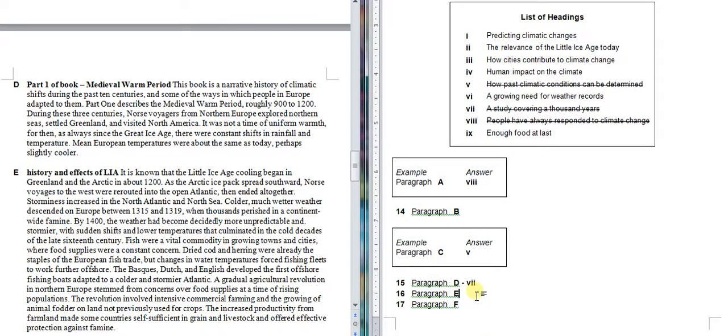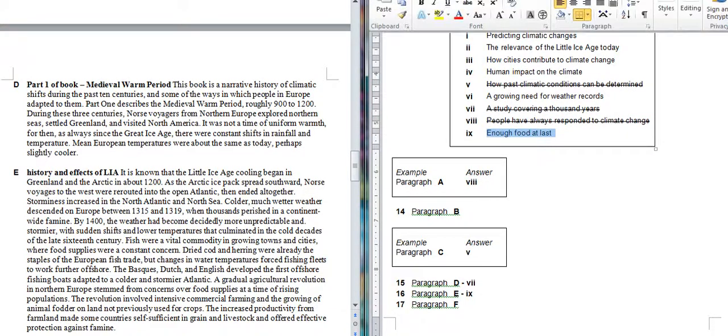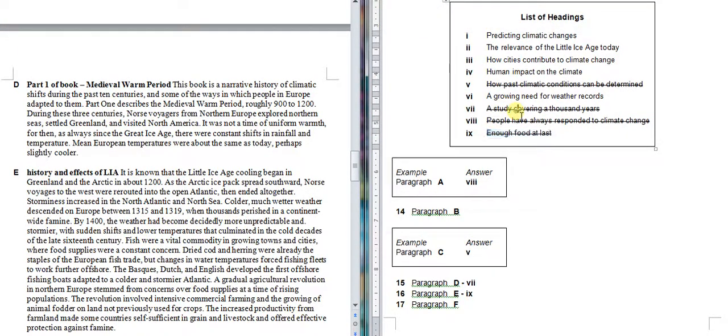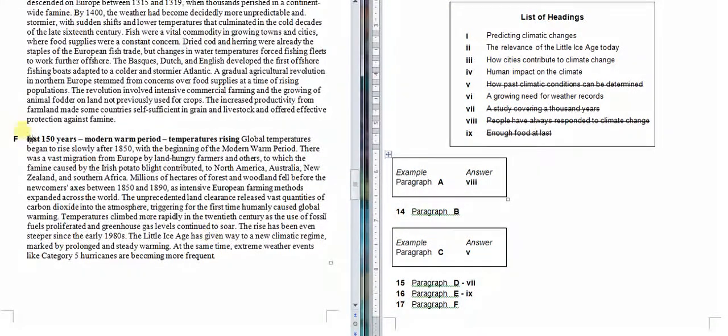All right, we're narrowing it down. We got 1, 2, 3, 4, and 6. Now, last 150 years, modern warm period, temperatures rising. I'm thinking maybe human impact? Maybe cities? Okay, just the idea of the modern warm period. I imagine cities and I imagine humans having more of an impact.